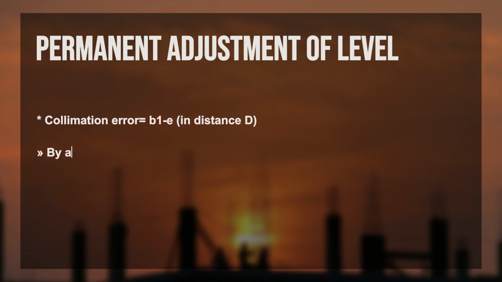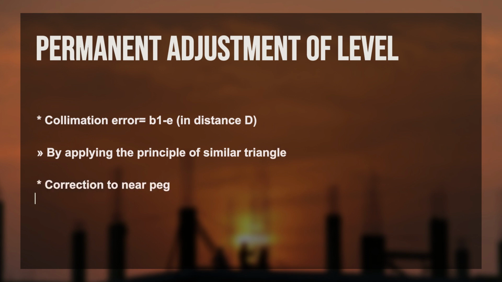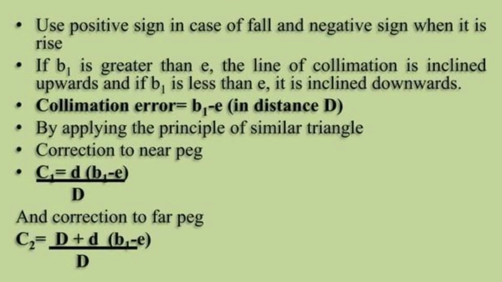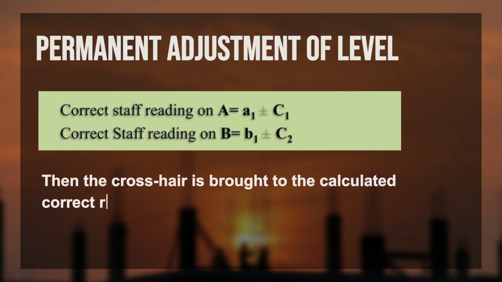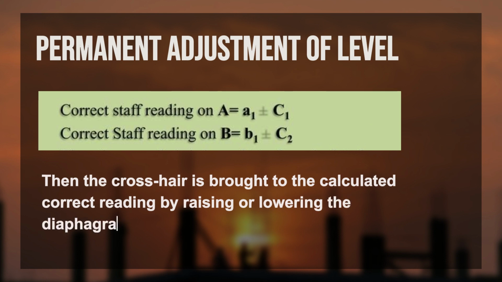By applying the principle of similar triangles, the correction at the near peg is obtained, and the correction will be as shown. For the permanent adjustment of level, the corrected staff reading on A is A1 plus C1, and the corrected staff reading on B is B1 plus C2. Then the crosshair is brought to the calculated corrected readings by raising or lowering the diaphragm by means of the diaphragm screw.